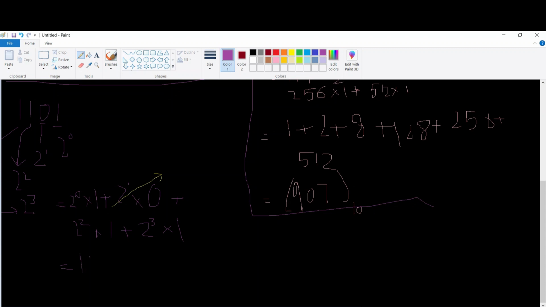Anything to the power 0 is 1, then 2 raised to power 2 is 4, and 2 raised to power 3 is 8. 1 plus 4 plus 8 equals 13. So it is 13 in base 10.